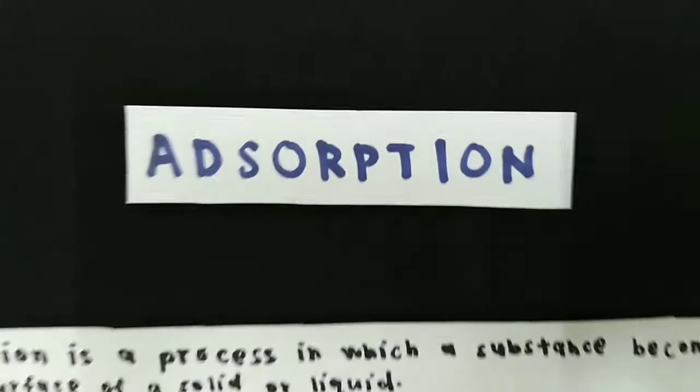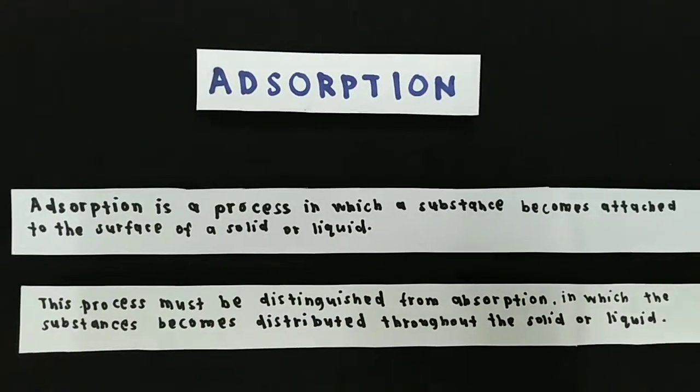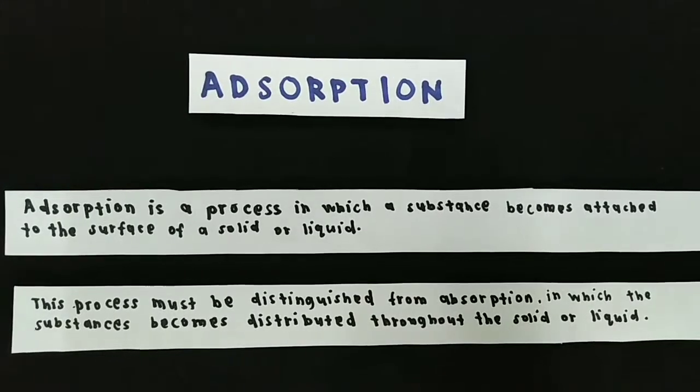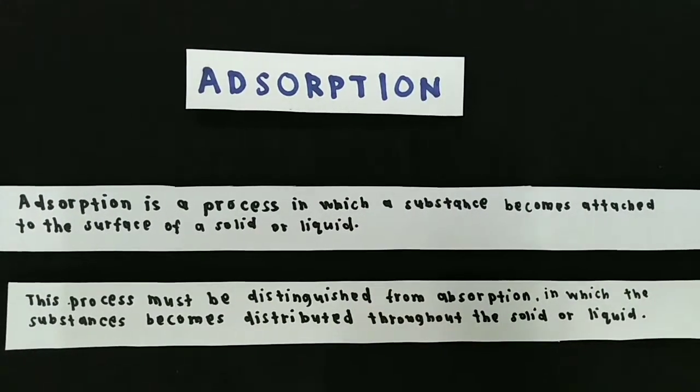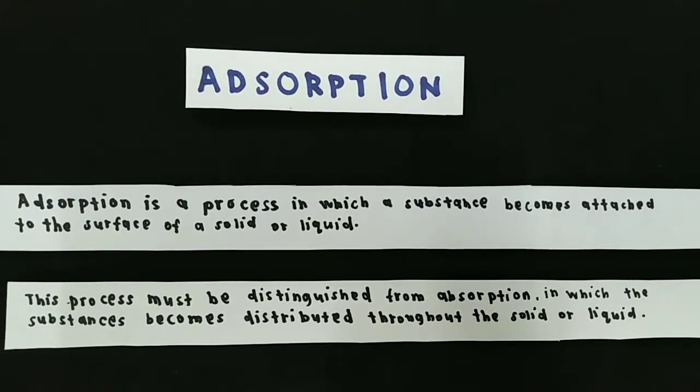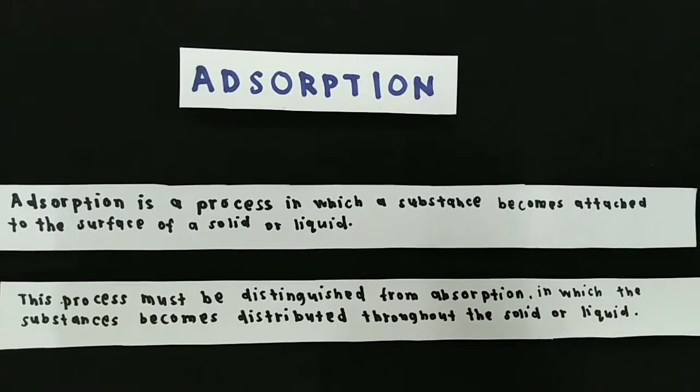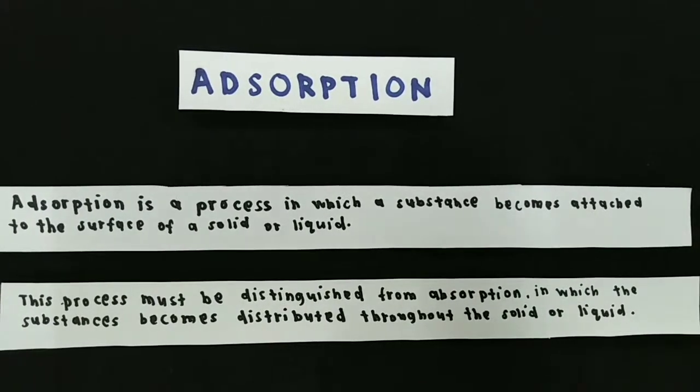Adsorption. Adsorption is a process in which a substance becomes attached to the surface of a solid or liquid. This process must be distinguished from absorption, in which the substance becomes distributed throughout the solid or liquid.